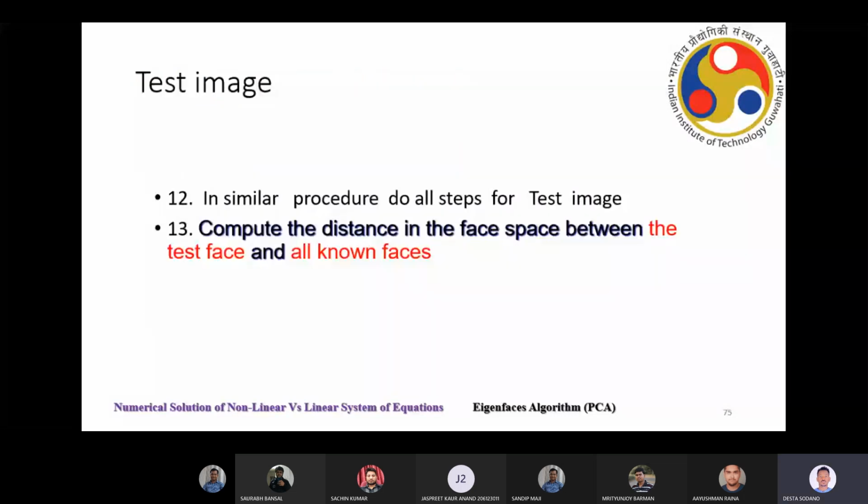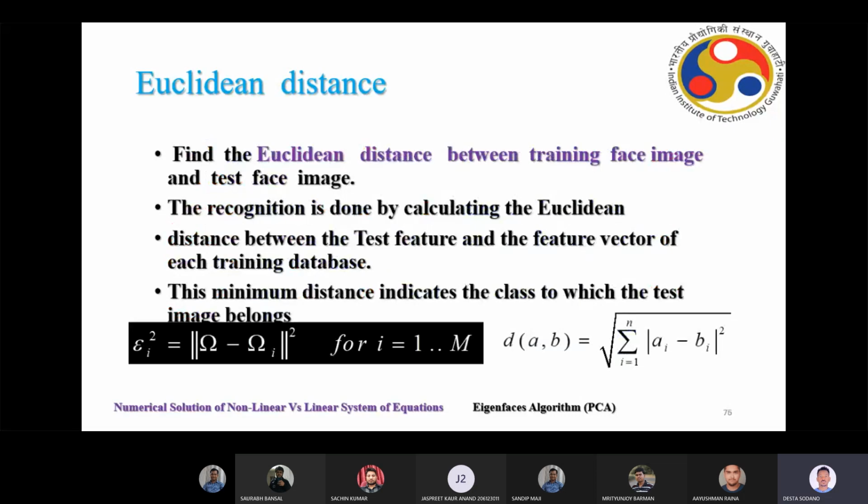So how do we test the image also? Step 12. In similar procedures, we are expected to do all steps for test images. In eigenface or PCA, we compute the distance between the faces using Euclidean distance, with the following formula. Here is the formula for Euclidean distance between the training face image and the test face image.